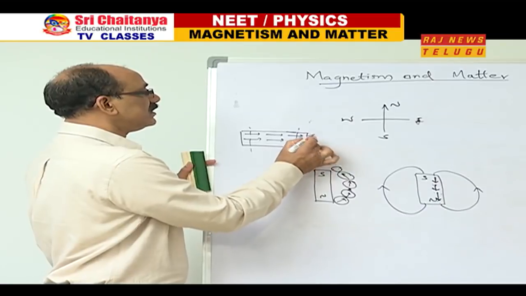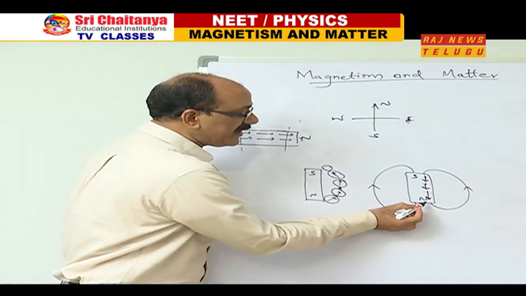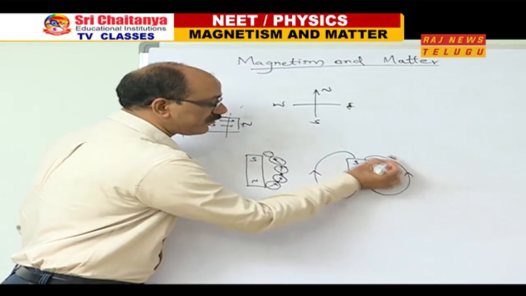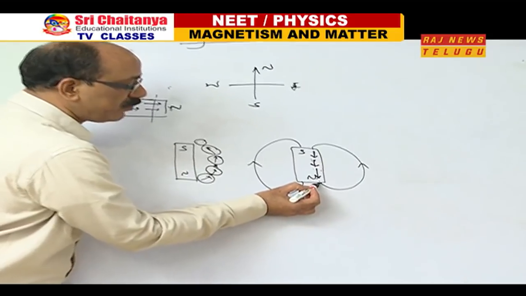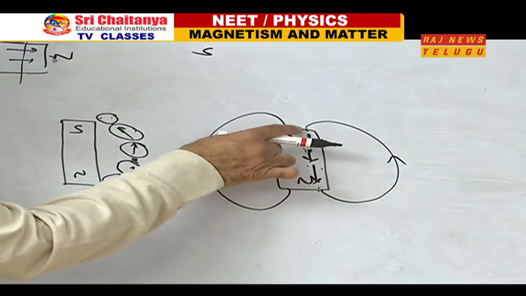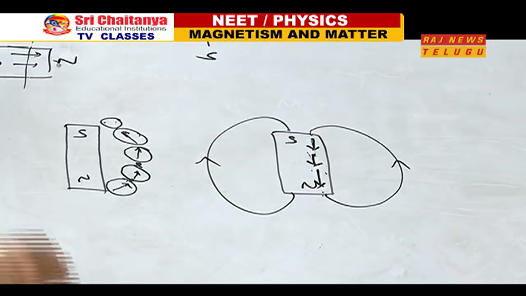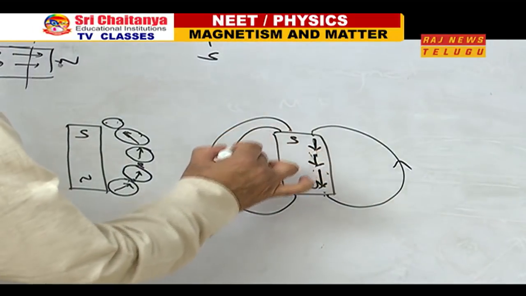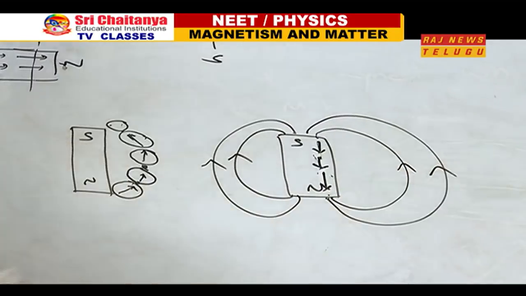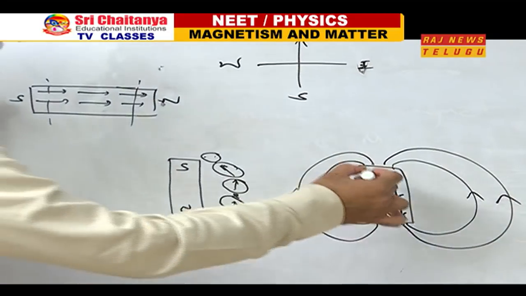Similarly, this is the north pole and this is the south pole. Therefore, we can say that the magnetic field line is not just a curve drawn from the north pole to the south pole outside the magnet. Inside also we can imagine that it is extending from the south pole to the north pole. So these properties of magnetic field lines: it is a closed loop.